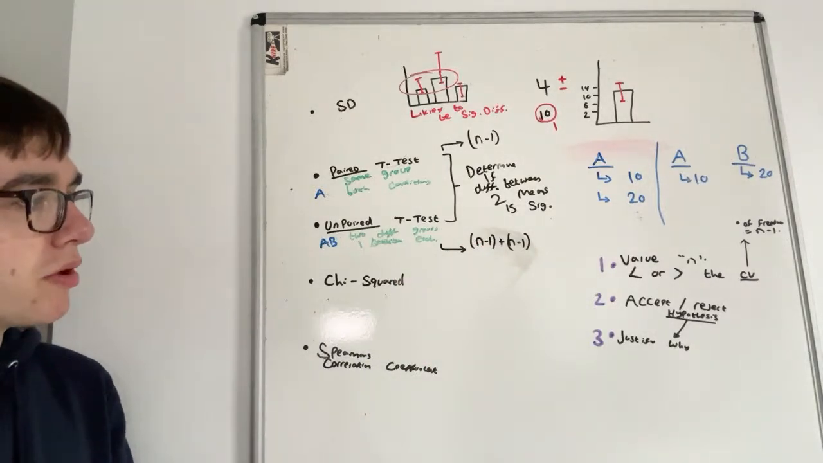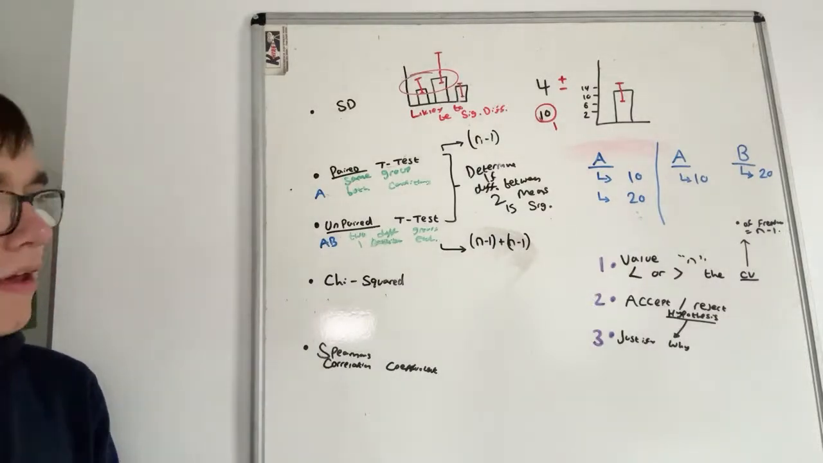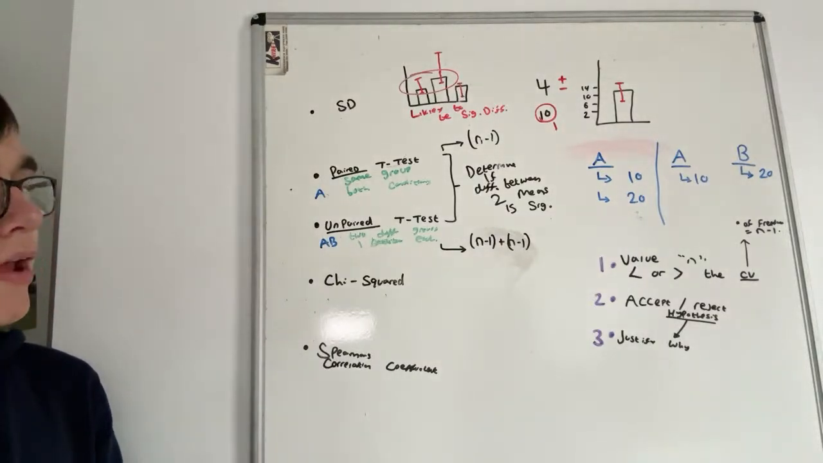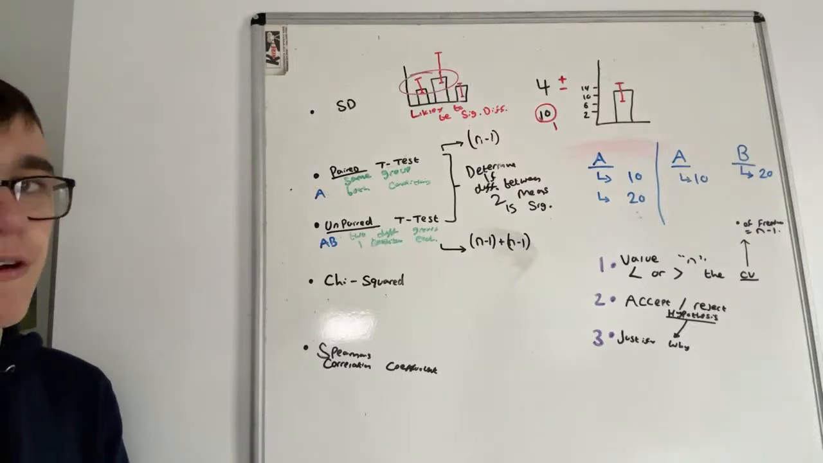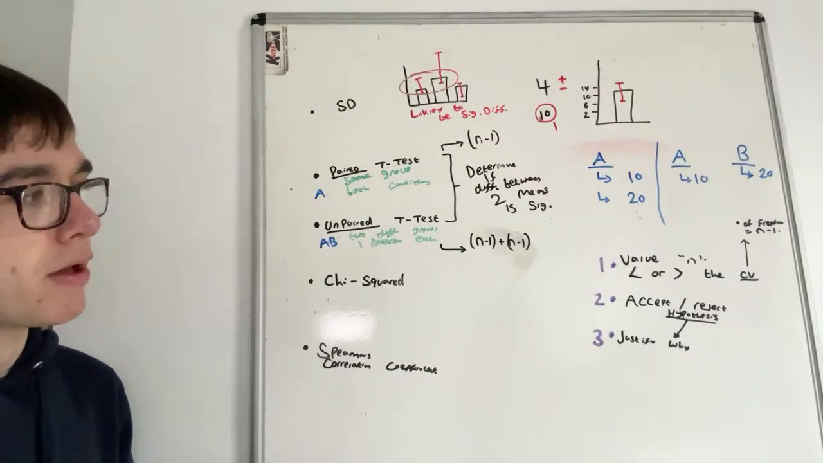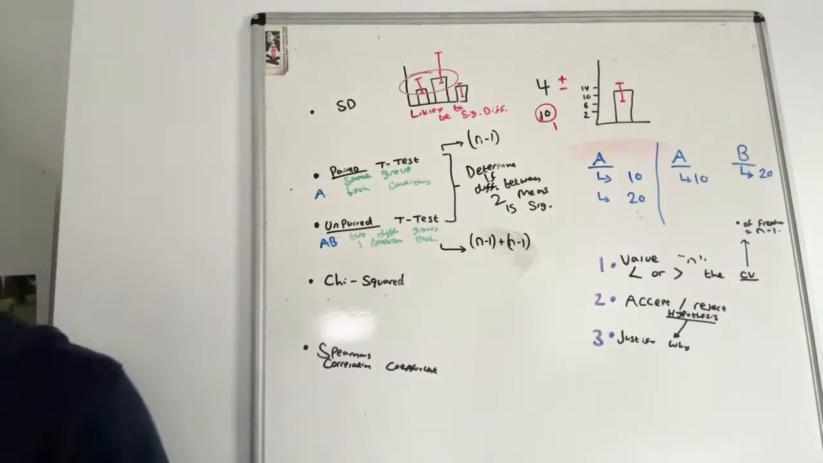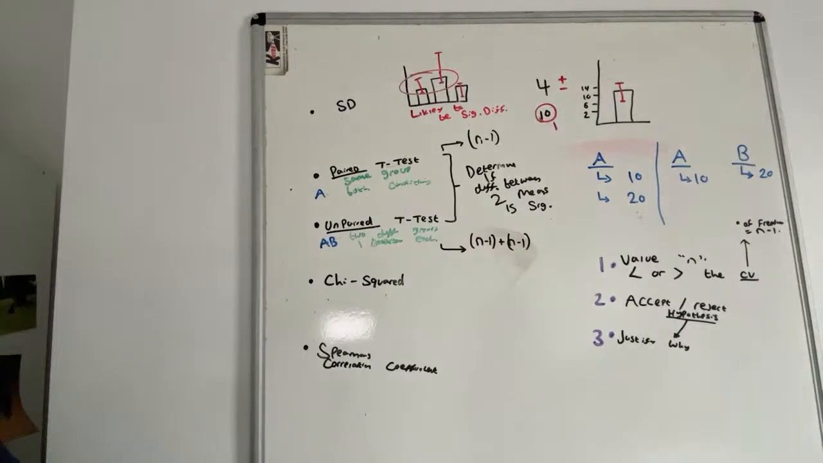Anyways, you would accept or reject. So let's say we reject the null hypothesis. Therefore, the concentration of fertilizer would have a significant effect on plant growth. Anyways, chi-squared.